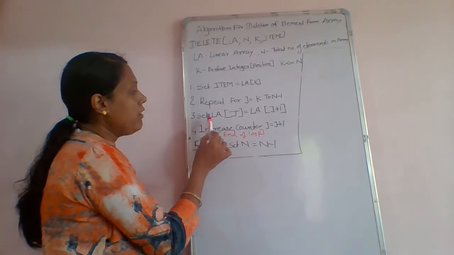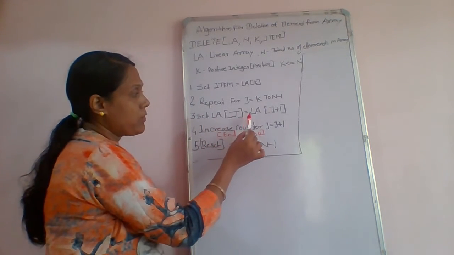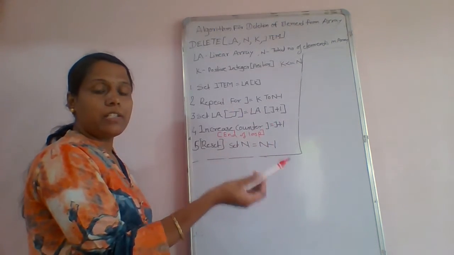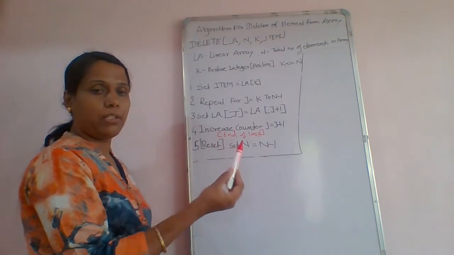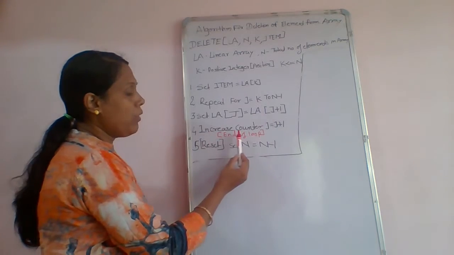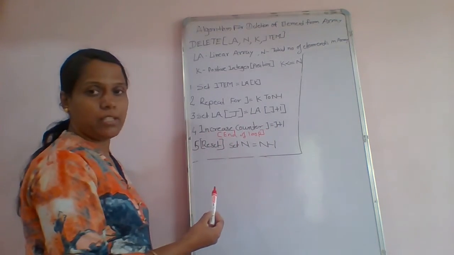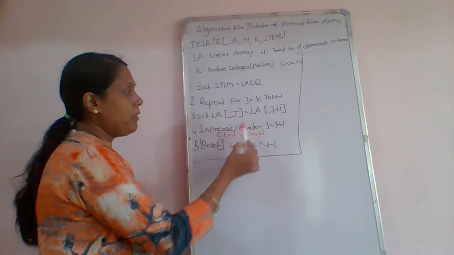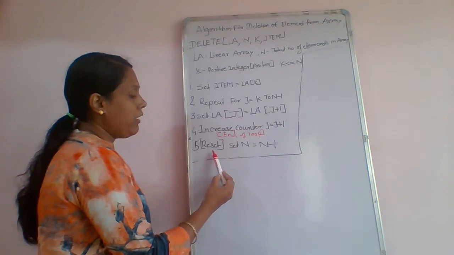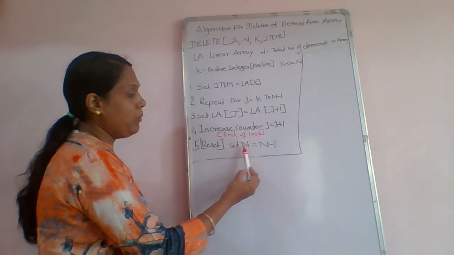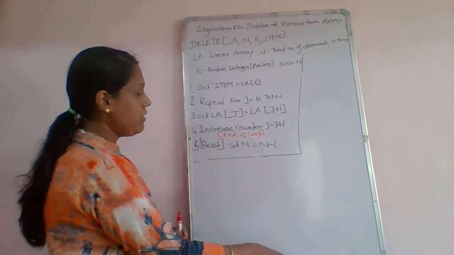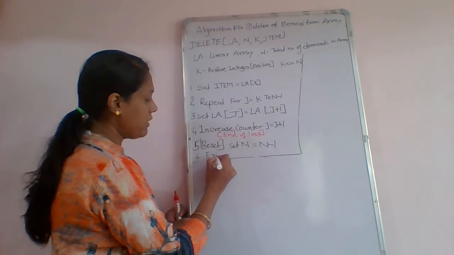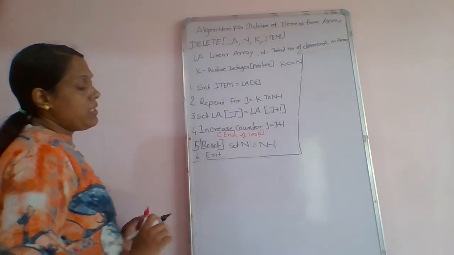Third step, set LA of j equals LA of j plus 1. We are shifting the values from right side to left side as per the condition. Then increase the counter, j equals j plus 1. Then end of the loop. When the loop finishes, then at the last we have to set the value N equals N minus 1. And the last step we have to write exit. So this is the algorithm.